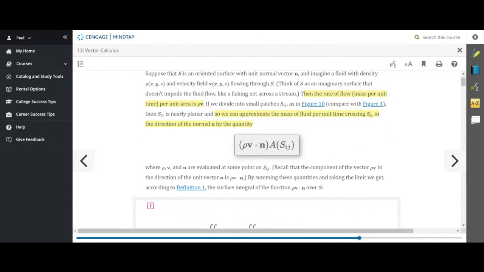Now they're saying we can approximate the mass of fluid per unit time, that's a rate, crossing the patch on the surface in the direction of the normal vector by this quantity. So it's the dot product of your density times the velocity field with the unit normal vector times the area of the ijth patch. So let's see if this makes sense. Now notice it says in the direction of the normal.